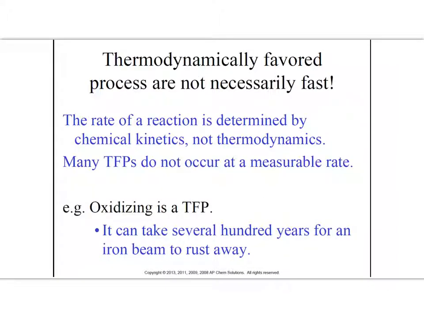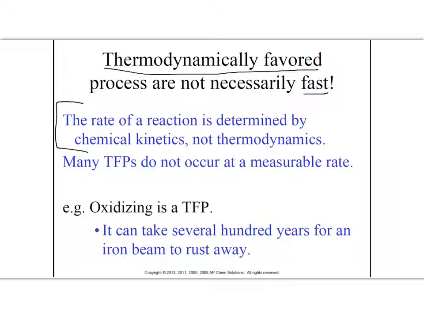Okay, something that you need to keep in mind is this: just because something is thermodynamically favored does not mean that it is fast. Rate of reaction is determined by something else called kinetics and not thermodynamics. Thermodynamics just tells us if they are going to happen on their own. Kinetics, which we will study later, will tell us how fast they'll happen.